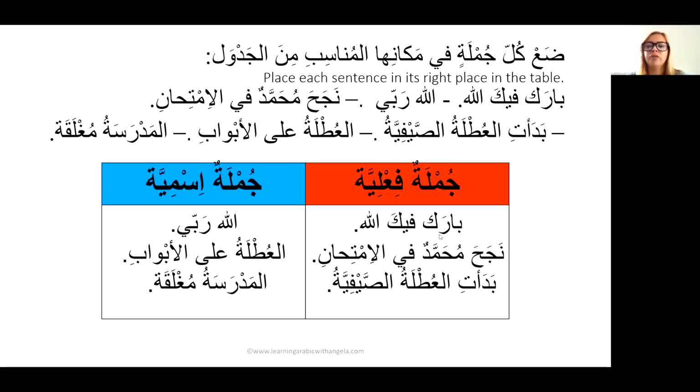So, بارك الله فيك جملة فعلية. It started with a verb. نجح محمد في الامتحان. Started with a verb, نجح. بدأت العطلة الصيفية. Obviously a verb. So that's a verbal sentence. Now, nominal sentence, which is made from المبتدأ والخبر, subject and predicate. Over here, الله ربي. Subject, predicate. العطلة على الأبواب. So subject and predicate is a prepositional phrase على الأبواب. المدرسة, subject. مغلقة is the predicate.